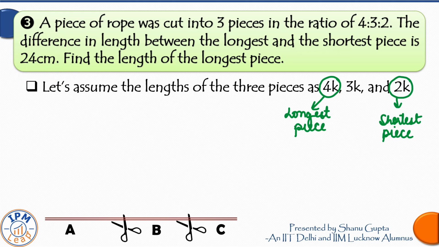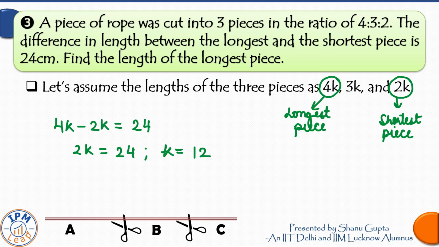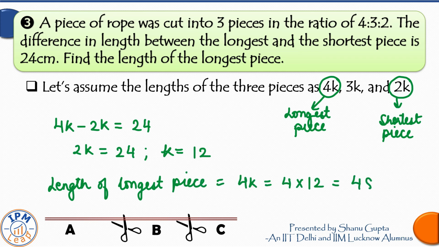In an equation format, it looks like 4k minus 2k is equal to 24. 2k is equal to 24. So dividing by 2 on both sides, k is equal to 12. Length of the longest piece is 4 times k. 4 into 12 is 48. And that is our answer.